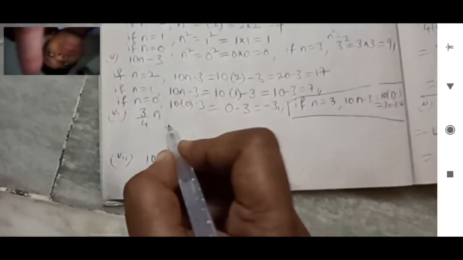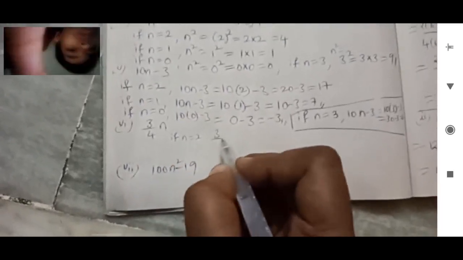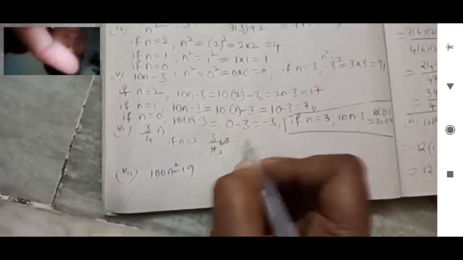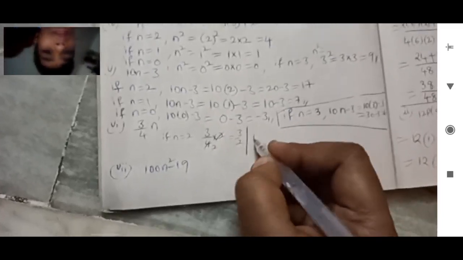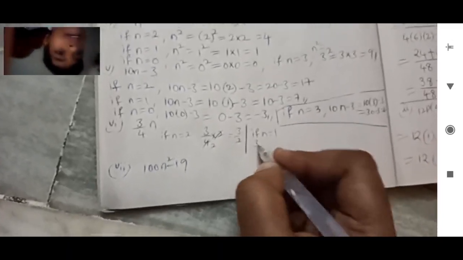Okay. And the last one, 3n by 4. If n is equals to 2, 3 by 4 into 2, 2 ones are 2, 2 twos are 4. 3 by 2 is the answer. And if n is equals to 1, 3 by 4 into 1, 3 by 4 is the answer. And if n is equals to 0, 3 by 4 into 0, 0. And if n is equals to 3, 3 by 4 into 3, so 3 3s are 9 by 4. No cancellation, no chance.